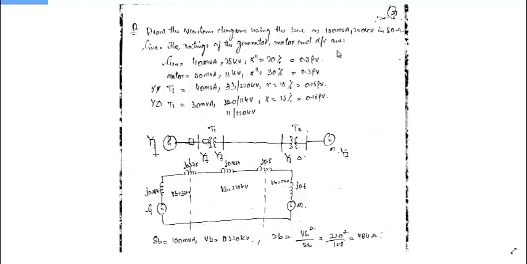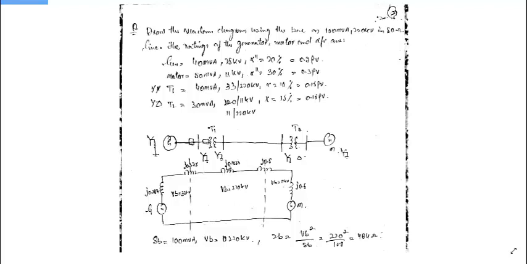In this zone, the rating is like this. As I've told you, since base is given, this MVA base will not change from here to here. It will always remain the same. This zone, and this zone, it will remain the same. But this kV base changes. It depends upon the transformer ratio.